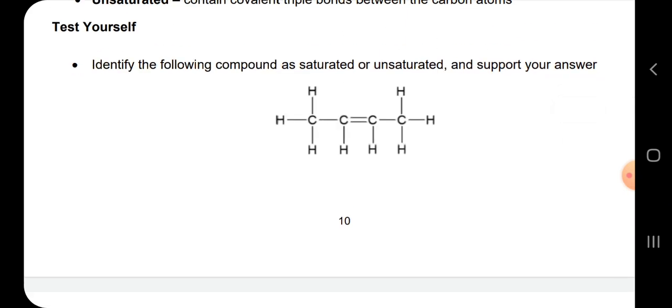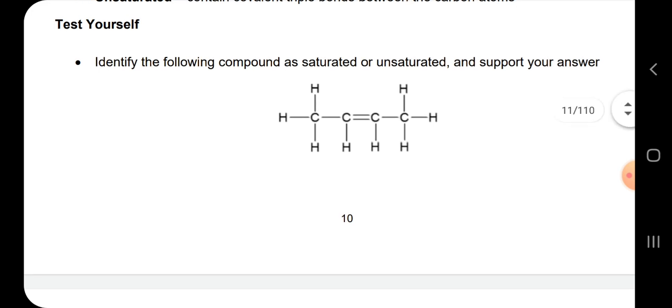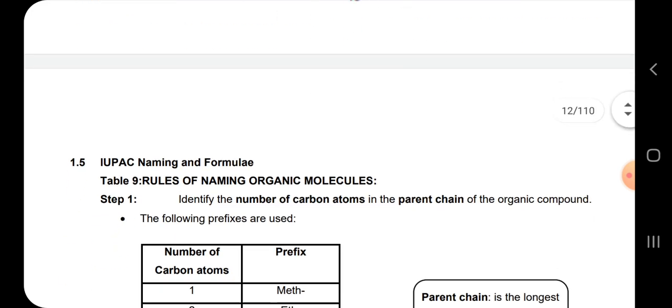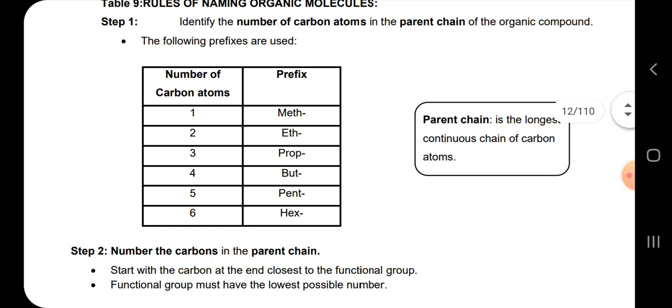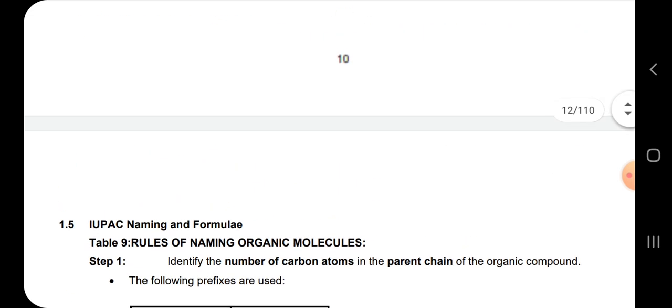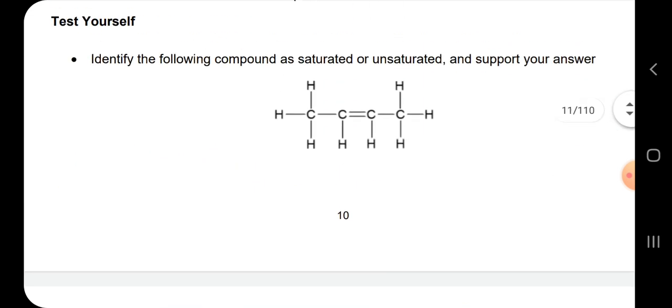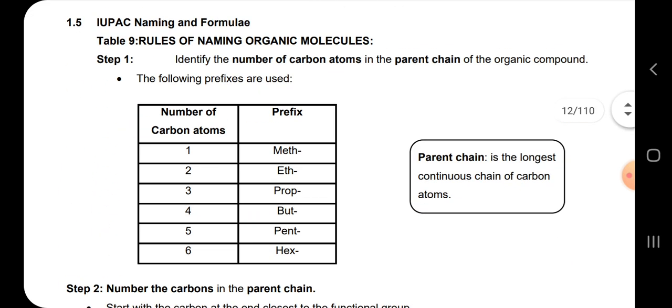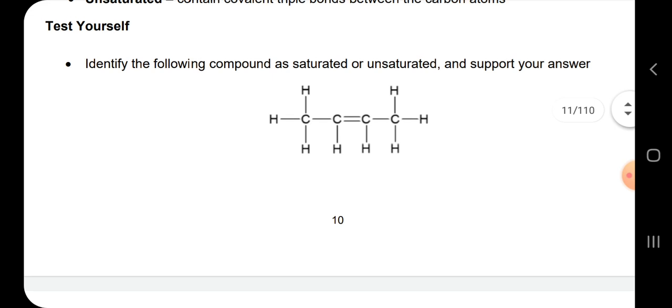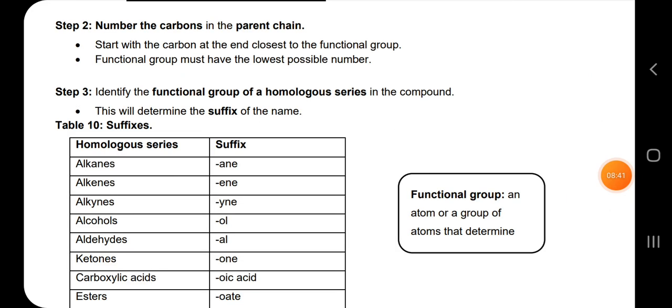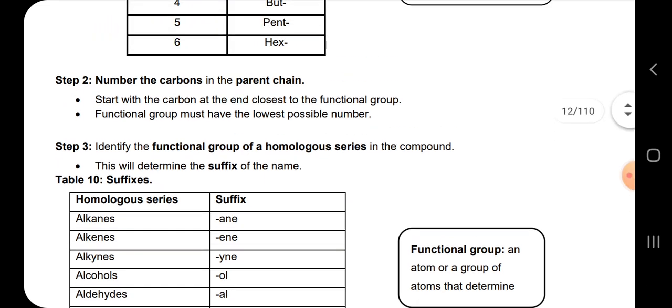Butene. It's butene, yes. So this is an alkene because it has a double bond between carbons. That's how I know it is an alkene. So you just check the number of carbons here, and then you will know. And then you look at the functional group to know which homologous series this one belongs to. I'll be doing another video where we will cover this.